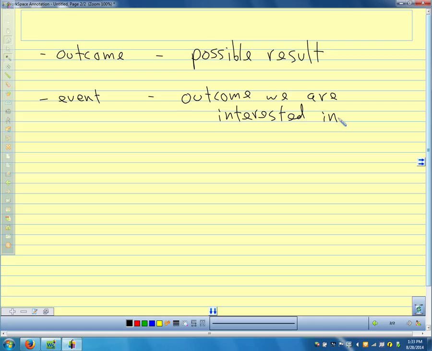So we could be interested in rolling more than 7. That would be an event, rolling more than 7. Well, that event has several outcomes. Not 7, we said more than 7: 8, 9, 10, 11, 12 on 2 dice. So that would be our event, rolling an 8, 9, 10, 11, or 12. It has all of those different outcomes. So event is just what we're interested in. You'll also, in your homework, be asked about the sample space. The sample space is all possible outcomes.